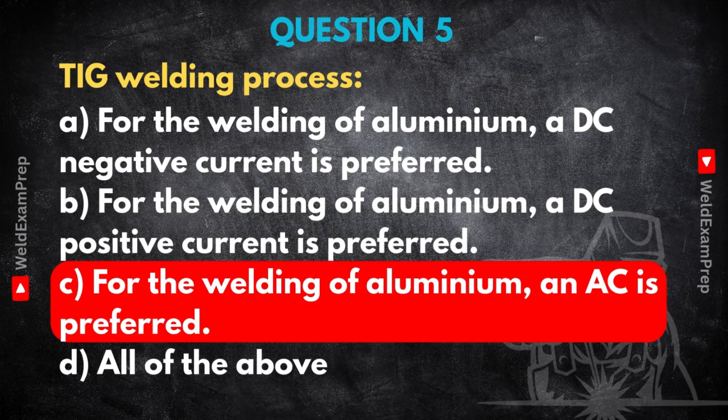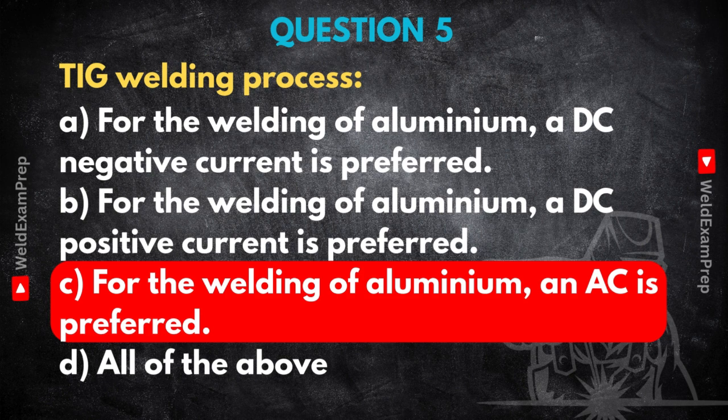AC current is perfect for this because it switches back and forth between positive and negative polarity. During the electrode positive half of the cycle, that's reverse polarity, electrons flow from the workpiece to the tungsten electrode. This electron flow actually bombards and breaks up that surface oxide layer. We call it the cleaning action, absolutely essential. But this part of the cycle puts a lot of heat onto the electrode itself.